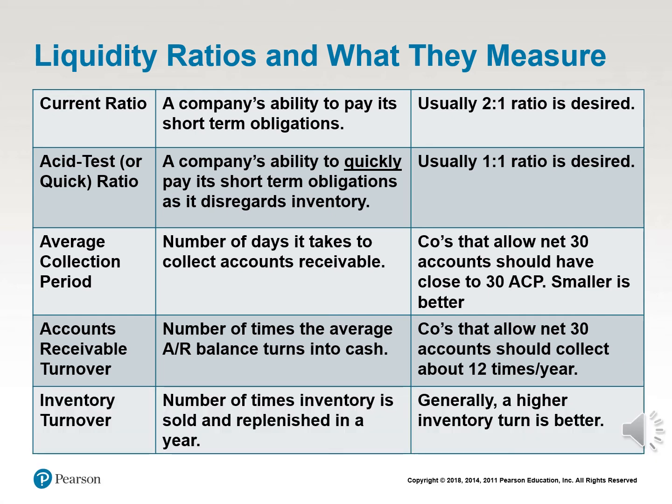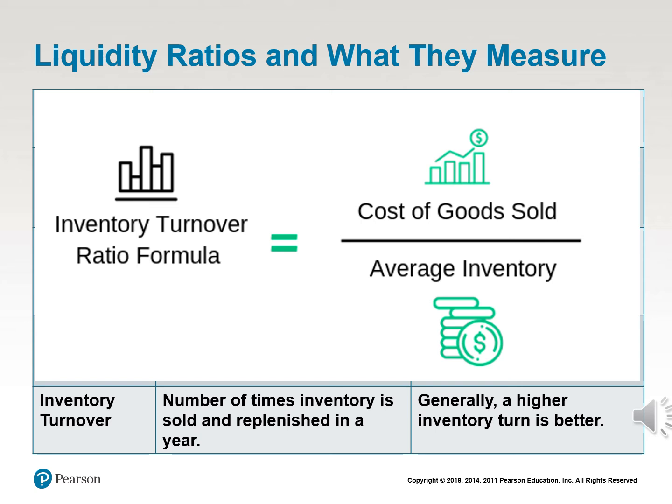Our last liquidity ratio is a measurement concerning inventory. Inventory uses up a lot of our cash, and if we're able to sell inventory faster, we generally will have better cash flow. So this ratio helps us to understand the number of times that inventory is sold and replenished in a year. The formula to calculate inventory turnover is cost of goods sold divided by average inventory.